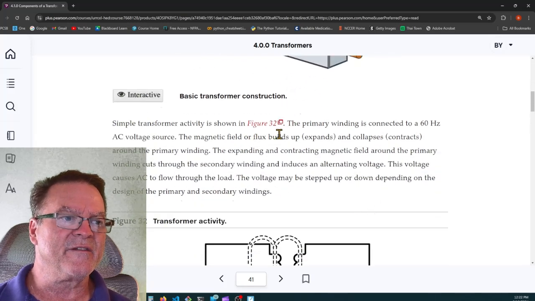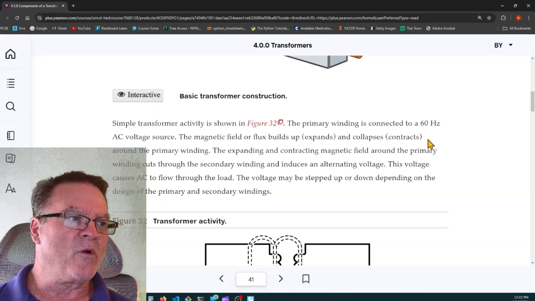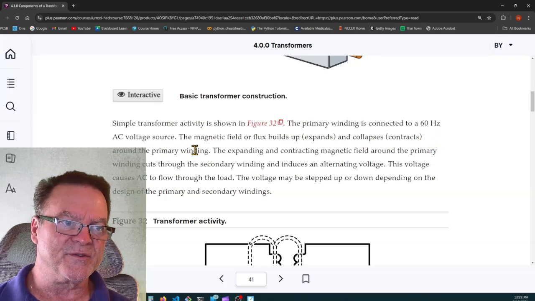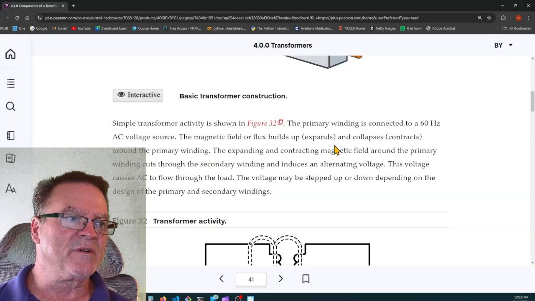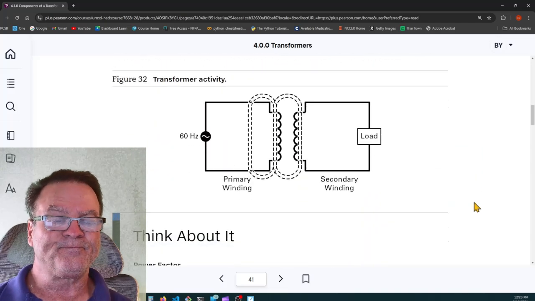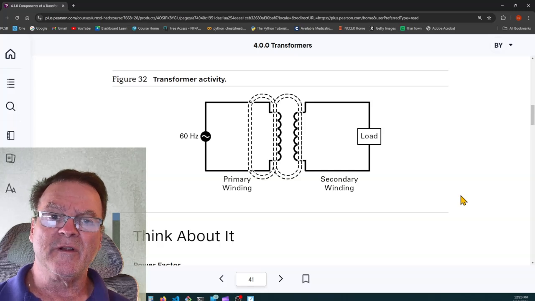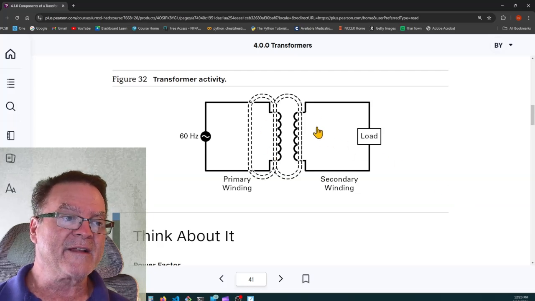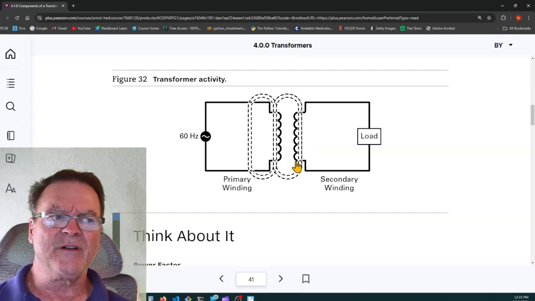Simple transformer activity is shown in Figure 32. Primary windings connected to a 60 Hz AC voltage source. The magnetic field or flux builds up and collapses around the primary winding. So I believe we've said before that if you take a wire and you move it through a magnetic field, that wire will have an induced voltage and subsequently a current flowing through it. Well, that's the action here. Instead of the wire moving through the magnetic field, the field is moving around the wire.